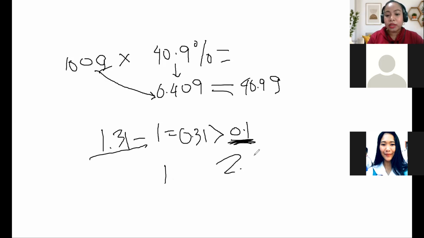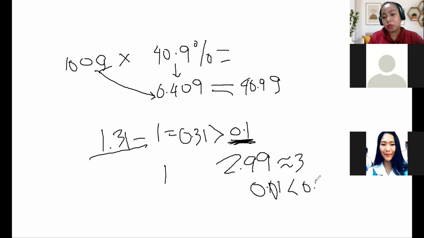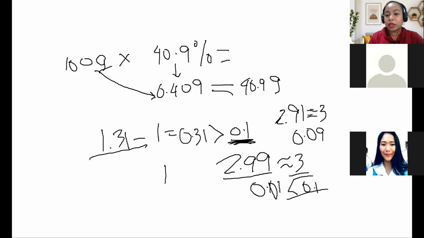Say for example, 2.99. To make it 3, the difference is 0.01, which is less than 0.1. So you can write 3 directly; you do not need to write 2.99. Or we have 2.91, which is near to rounding off to 3. If you subtract, the difference is 0.09, which is still less than 0.1. So you can write 3 directly.